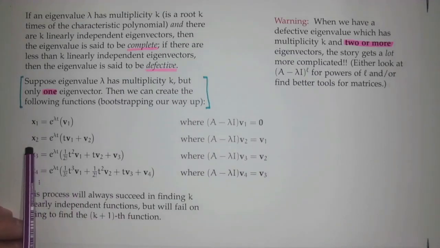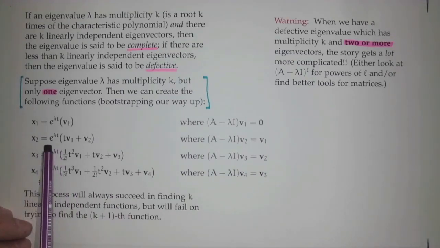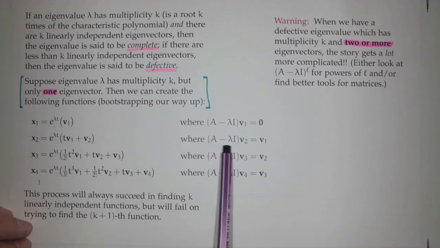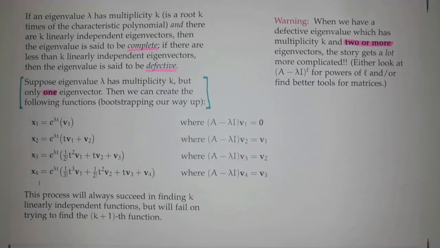Now, the next one is what we just talked about. e to the lambda t, t v1 plus v2, so we went up from v1 to t v1 plus v2. (A minus lambda I) v2 equals v1. Now, here is where things get a little bit like, oh, so that's what we've been doing.